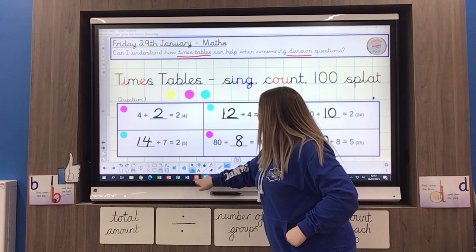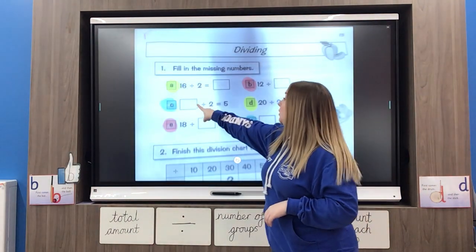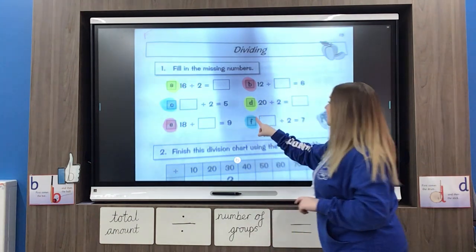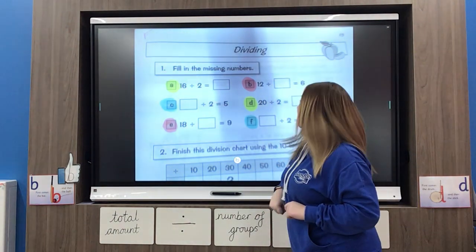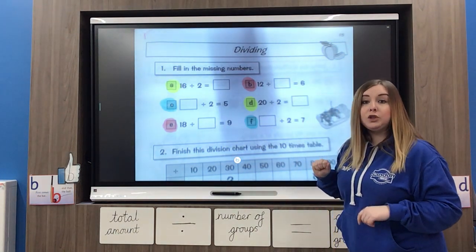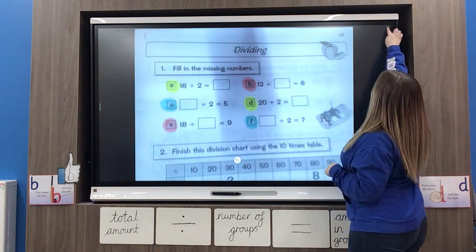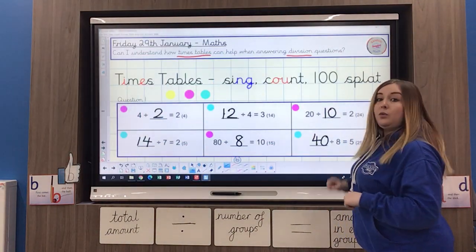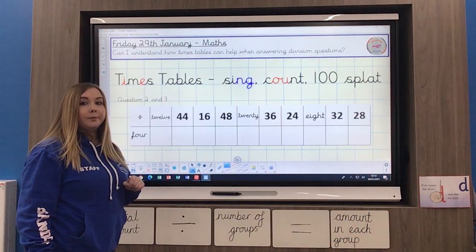And now I would like you to have a go at the blue questions. So that's C and F. So you'll count in 5s 2 times. You'll count in 7s 2 times. Remember to use your 100 square if you don't know your 7 times tables. Once we've done that, then let's have a look at question 2.